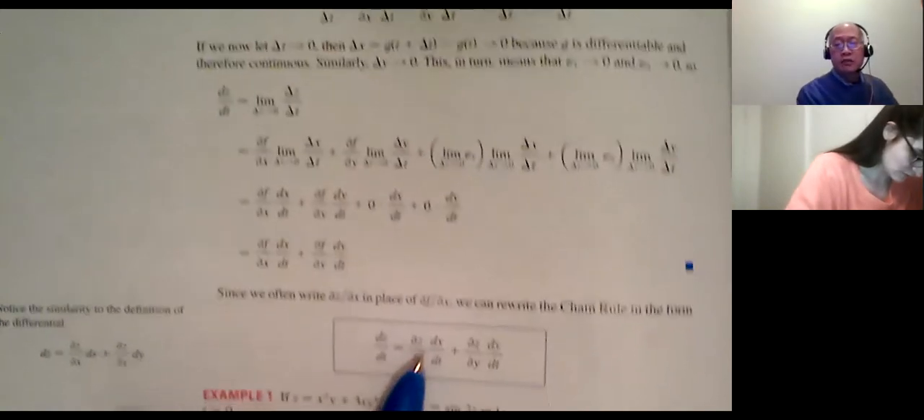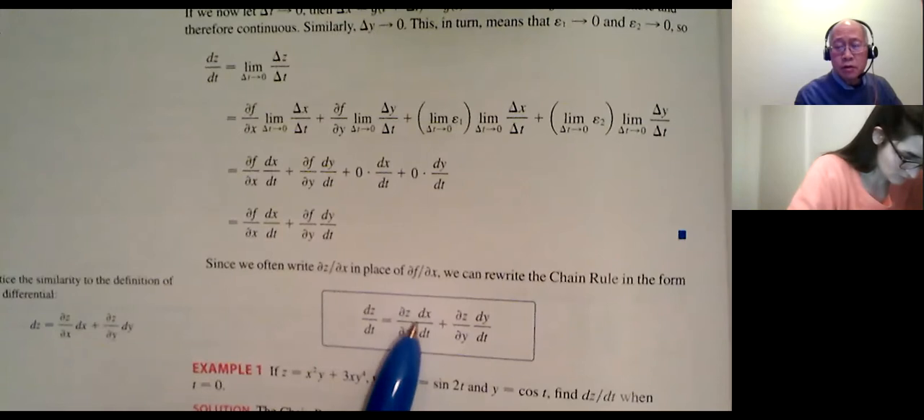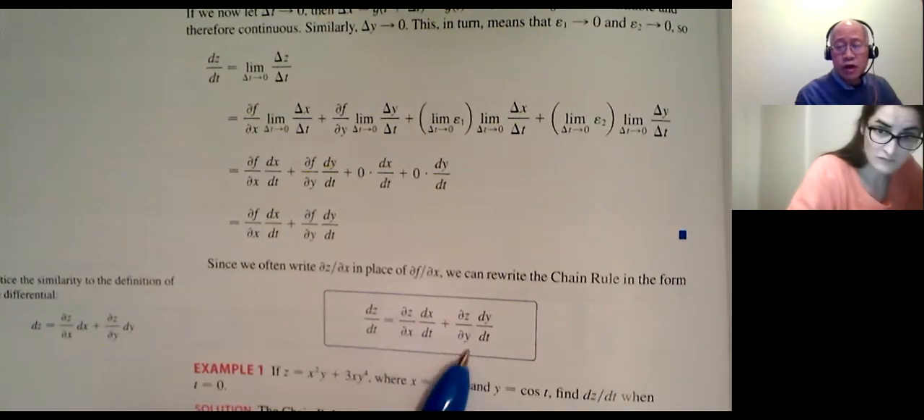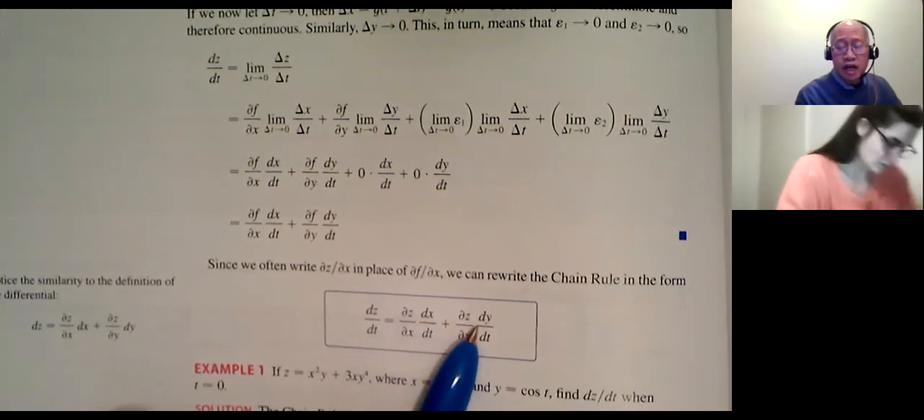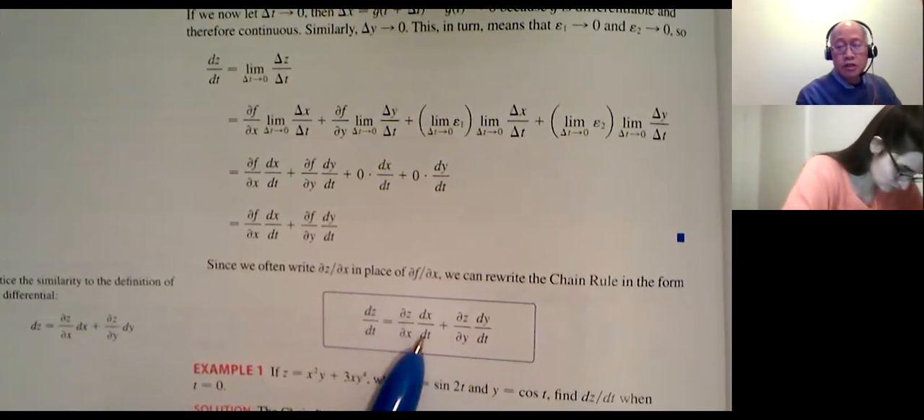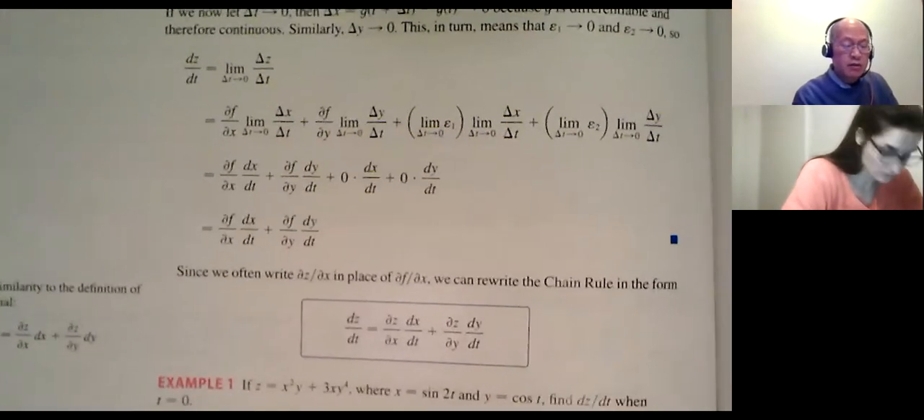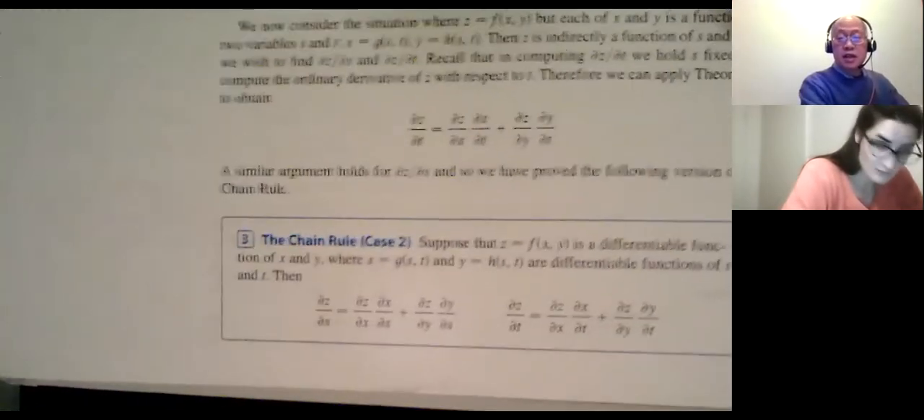Now it gets more complicated if instead of single variable, like dx/dt and dy/dt, x and y could have multiple variables also. For instance, they could be functions of s and t. So it gets more complicated. That would lead you to this variation of the chain rule, at the bottom of page 939. Okay, this long thing.